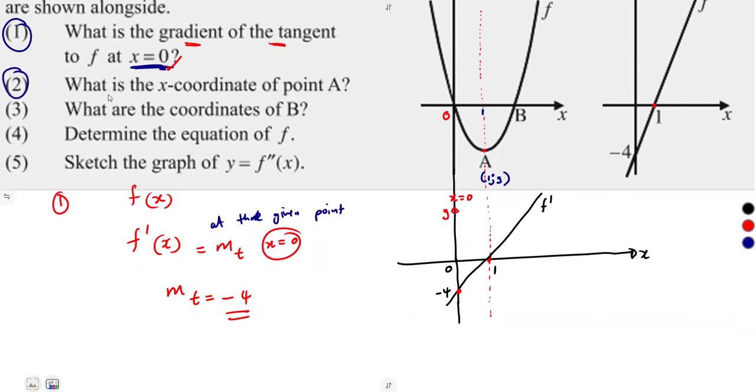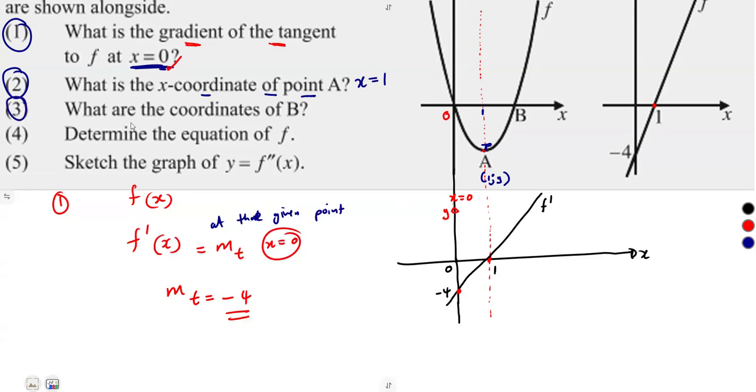Number 2, what is the x-coordinate of point A? The x-coordinate of point A, remember, is a turning point. So its x-coordinate corresponds to the what? The x-intercept of the first derivative, as we had before, and we say this is 1. At point A, x is equal to 1, right?